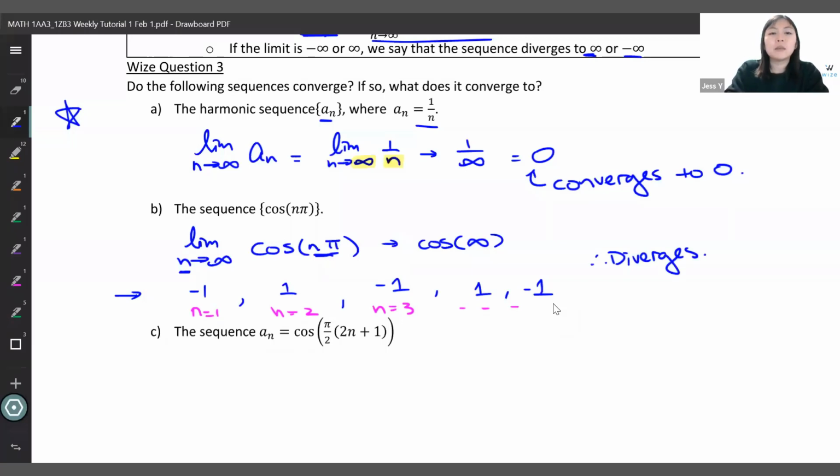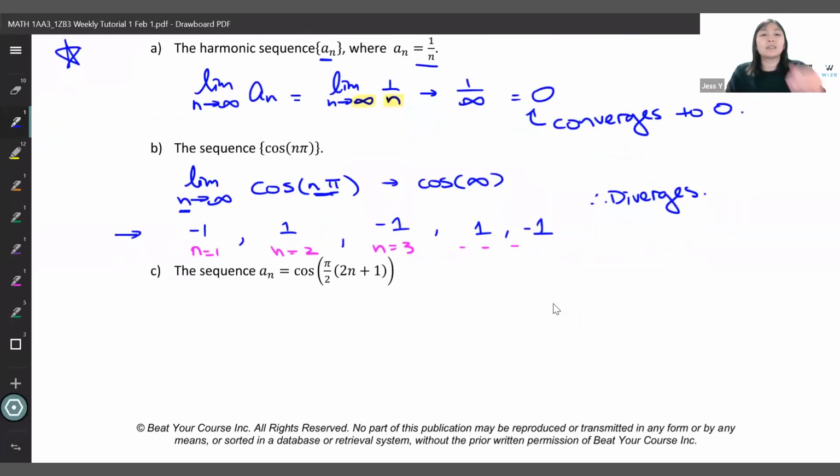I want to give you guys a minute or two. Try part C by yourself. So this sequence is cos of pi by 2 times 2n plus 1. You want to see if the sequence converges. If it does, you want to figure out what it converges to. When you're done, if you don't mind just raising your hand so I know when to take it up.